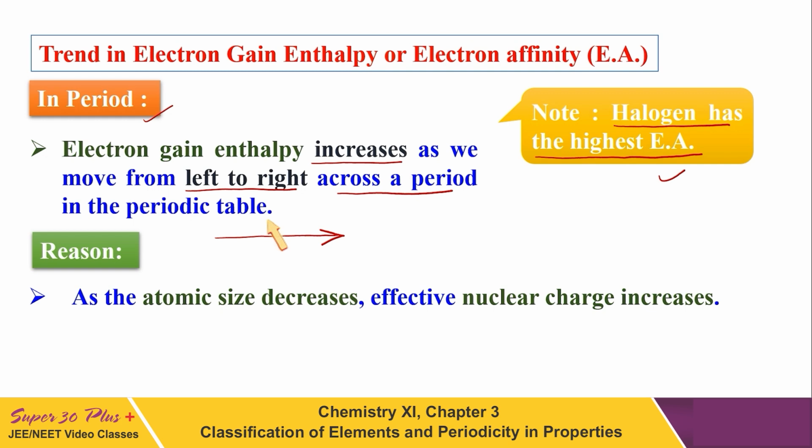They have the highest electron affinity in the periodic table in their respective period. And what is the reason behind this? Why does electron gain enthalpy increase across the period? Because atomic size decreases. When the atomic size decreases and the effective nuclear charge increases, the tendency of the nucleus to attract the coming new electron increases, and it becomes easier to add an electron to the isolated gaseous atom. That is the reason why it becomes more negative.